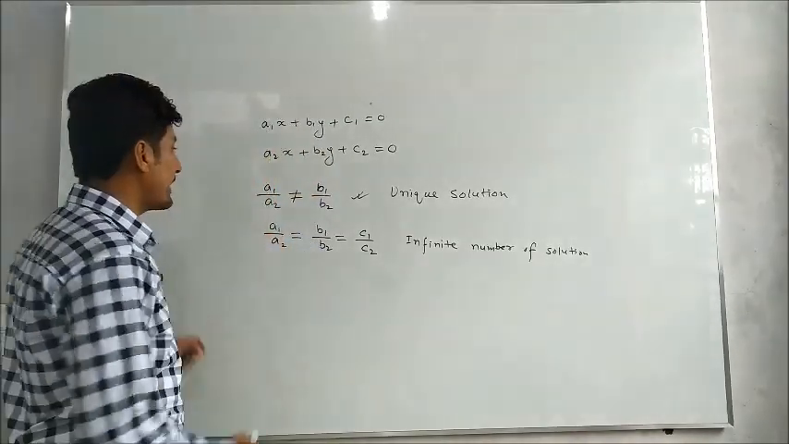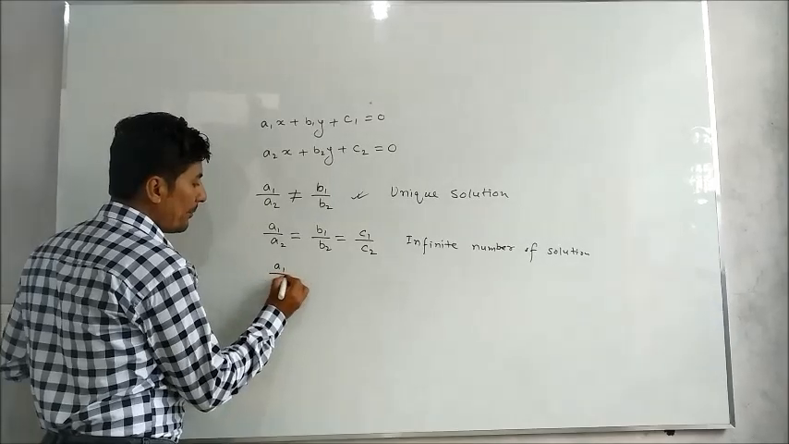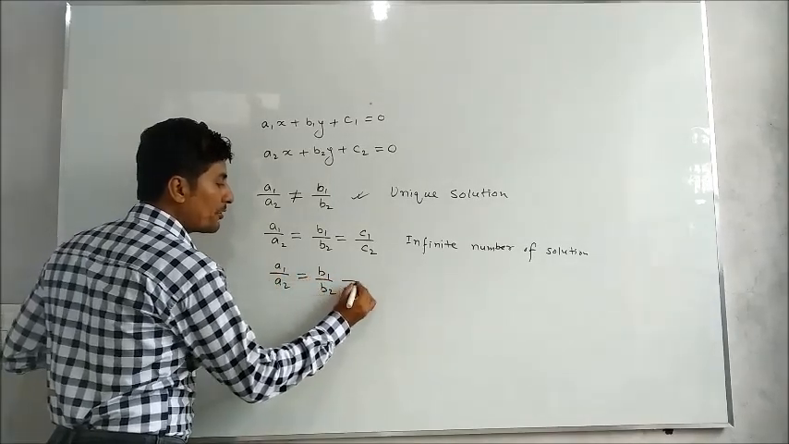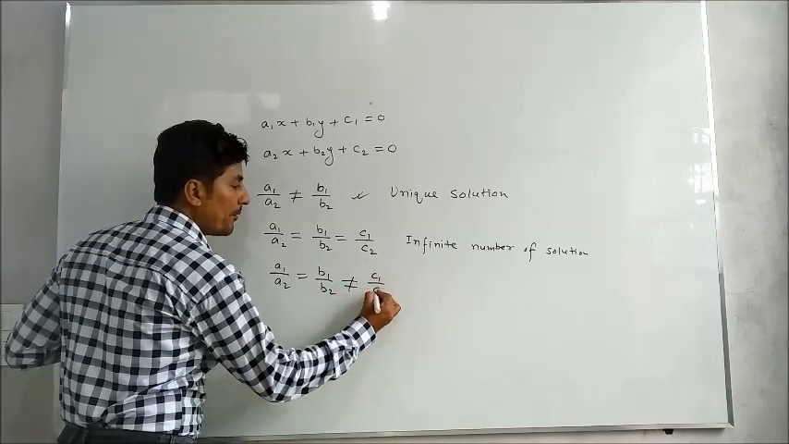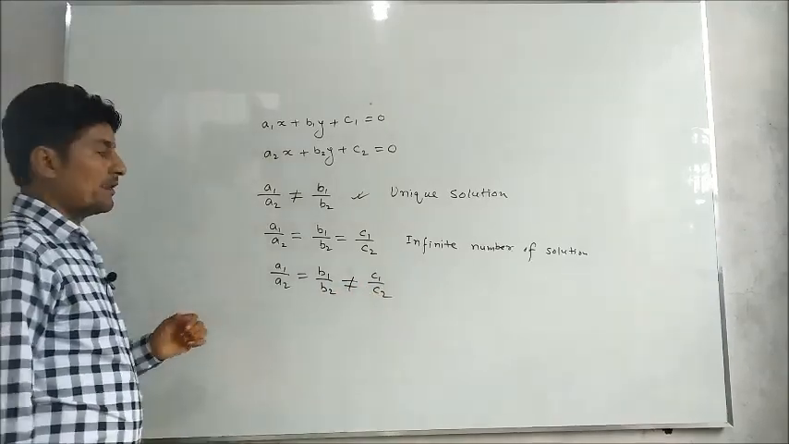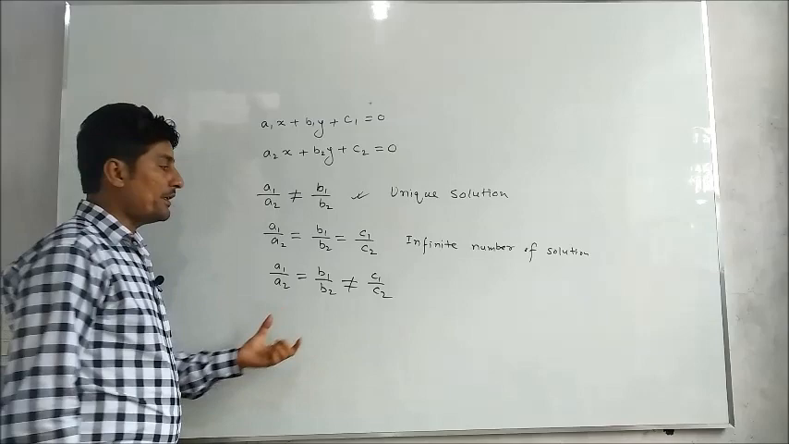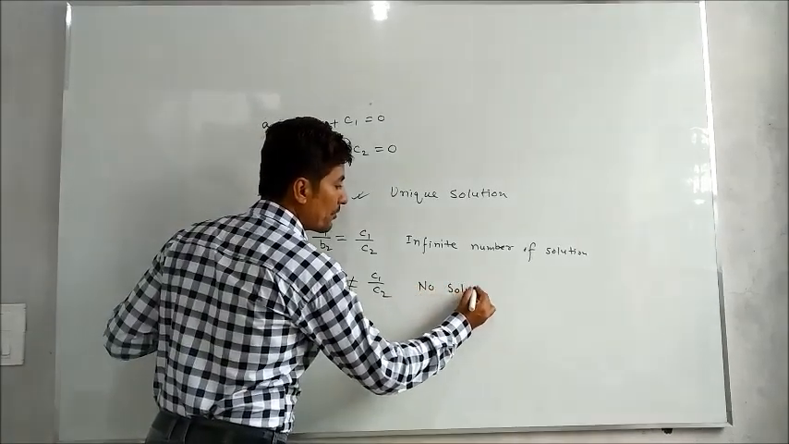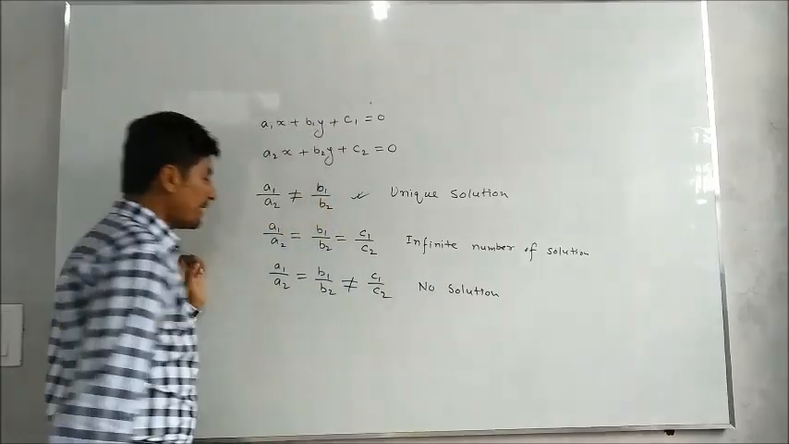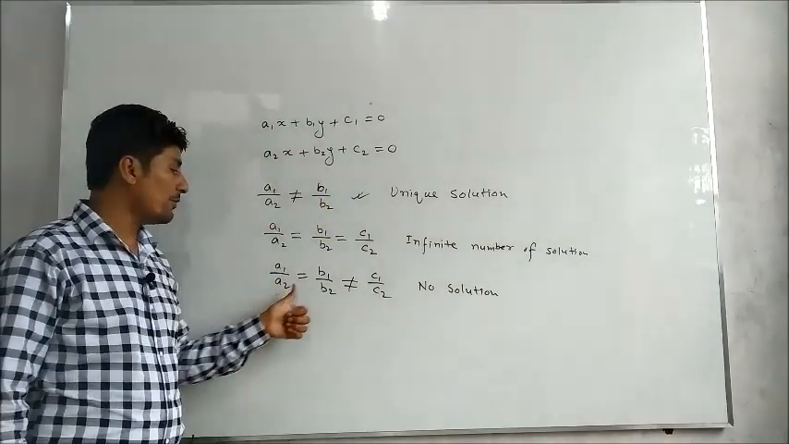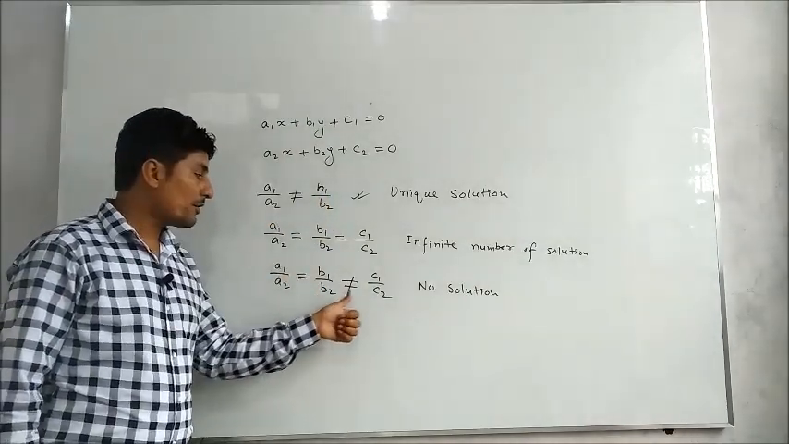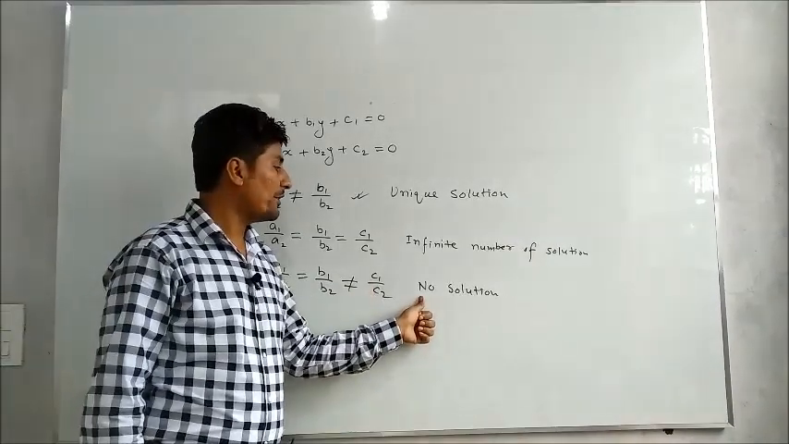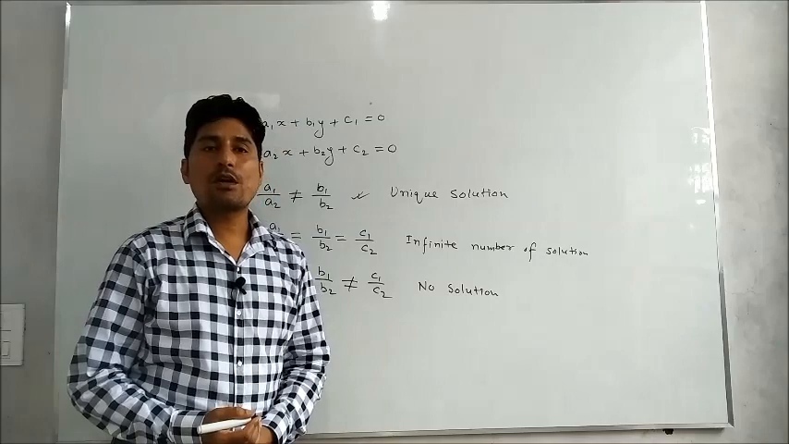Now let us see the third case. If a1 upon a2 is equal to b1 upon b2 but not equal to c1 upon c2, this type of system of linear equations will have no solution. It means if the ratio of a1 upon a2 is equal to b1 upon b2 but not equal to c1 upon c2, then this type of system will have no solution.